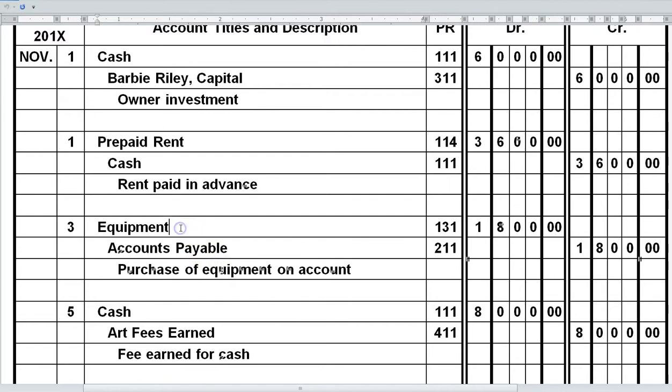Again, you're buying an asset. The accounts affected are the equipment account and the accounts payable account. You have to ask yourself the direction, up or down. Equipment is going up. Asset, debit to increase. Accounts payable is going up. Credit to increase.